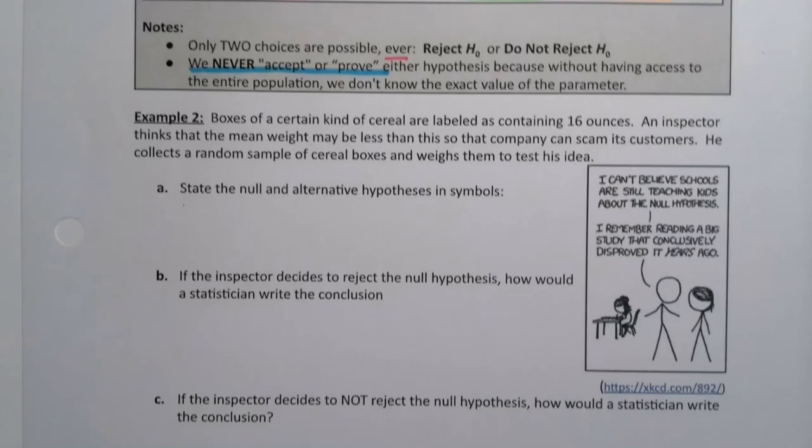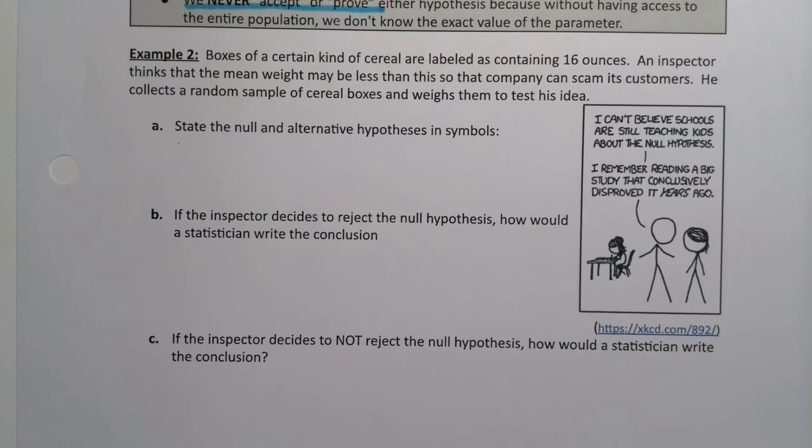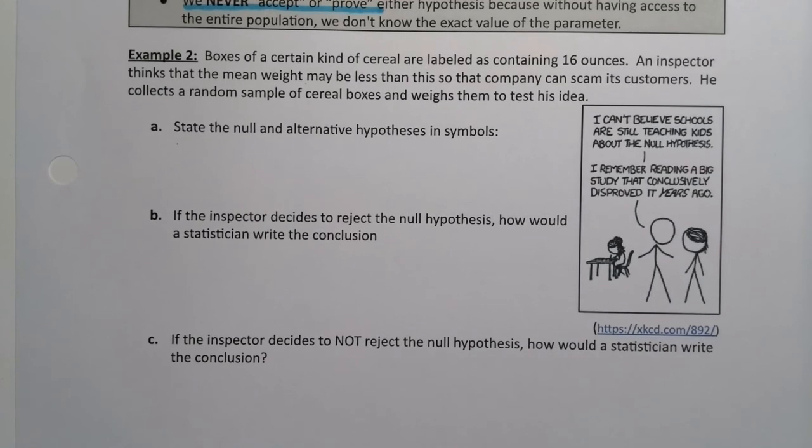All right, so let's practice this with a particular example. We have boxes of a certain kind of cereal that are labeled as containing 16 ounces. An inspector thinks that the mean weight may be less than this so that the company can scam its customers. Saying there's 16 ounces, but there's actually 15 is good for the company, unless they get caught. So he collects a random sample of cereal boxes and weighs them to test his idea.